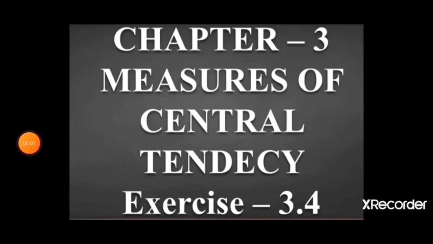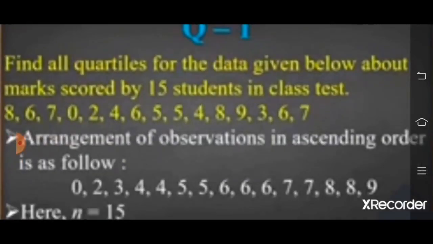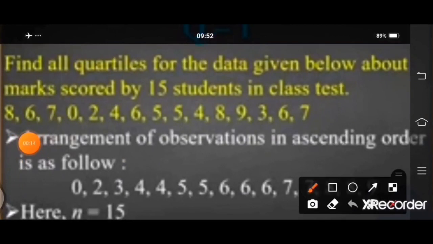Good morning students, welcome back. Today we are going to start chapter number 3, Measures of Central Tendency, exercise 3.4. In that, sum number 1: find all quartiles for the data given below about marks scored by 15 students in a class test. N equal to 15 here. We have to find all quartiles, that means Q1, Q2, Q3.